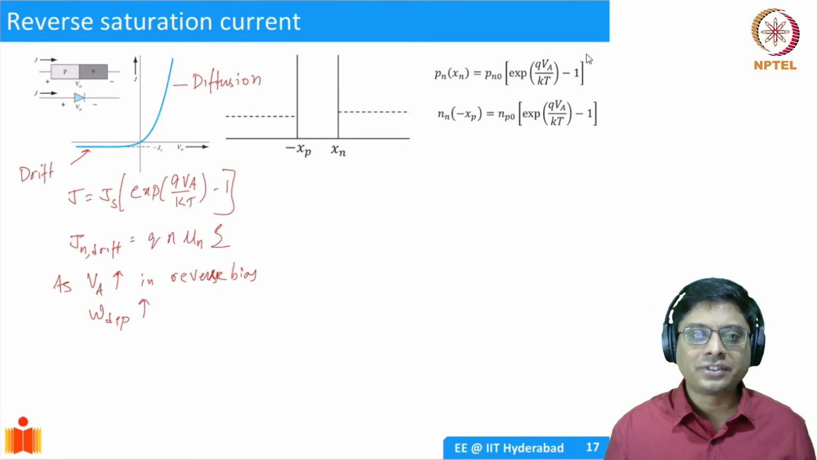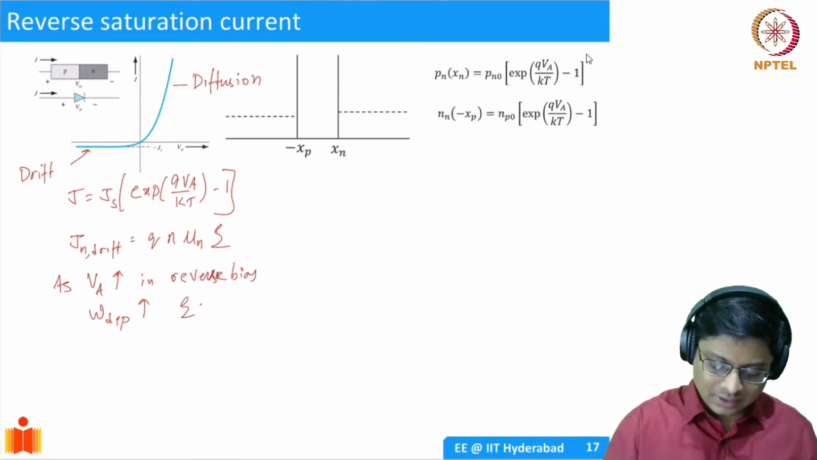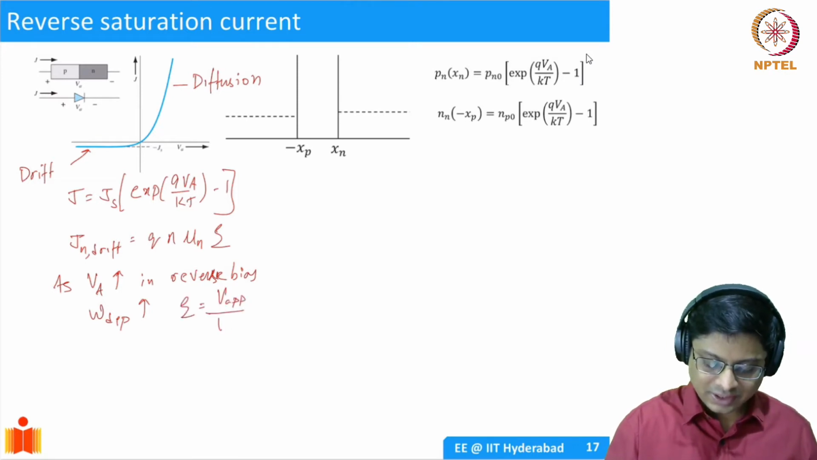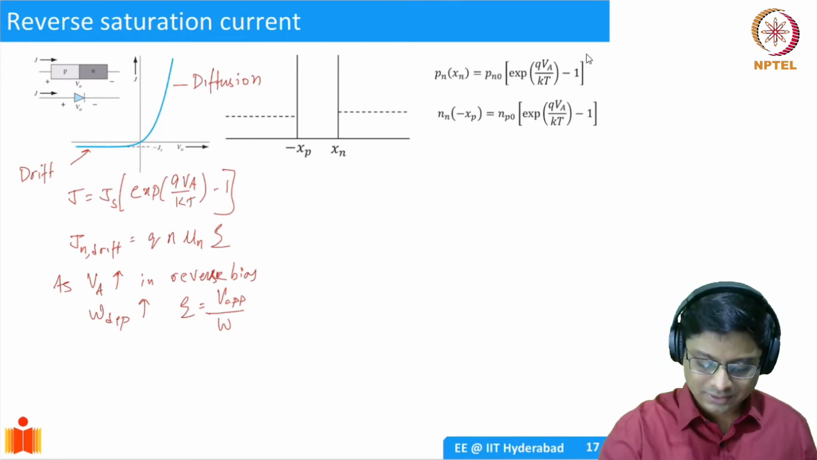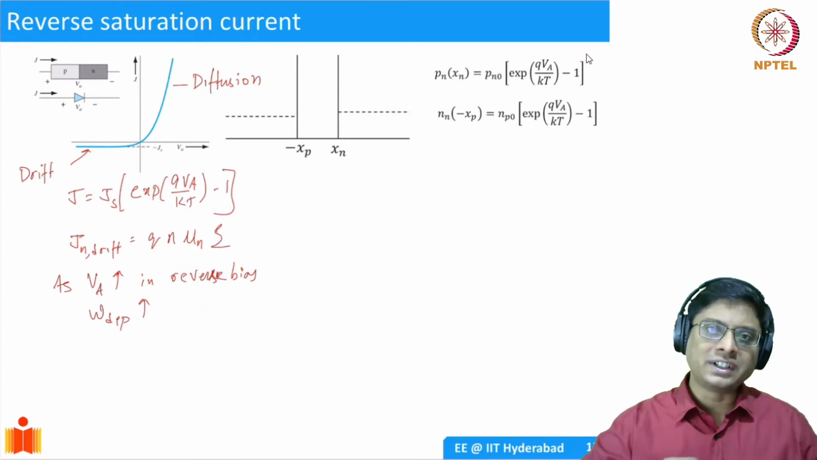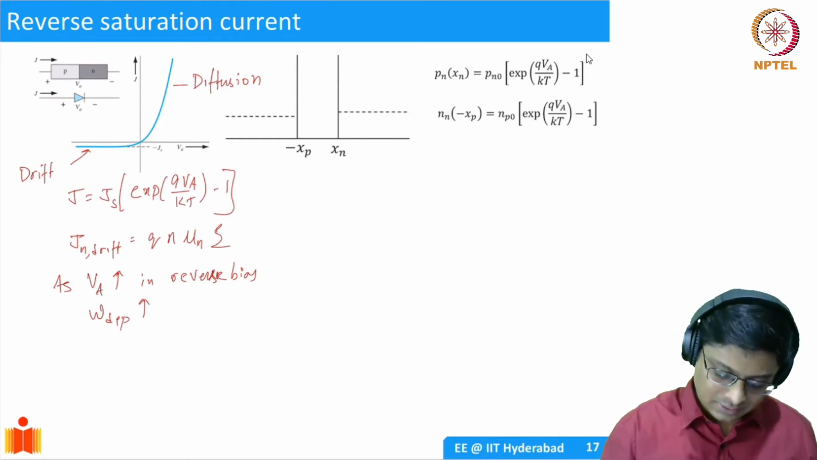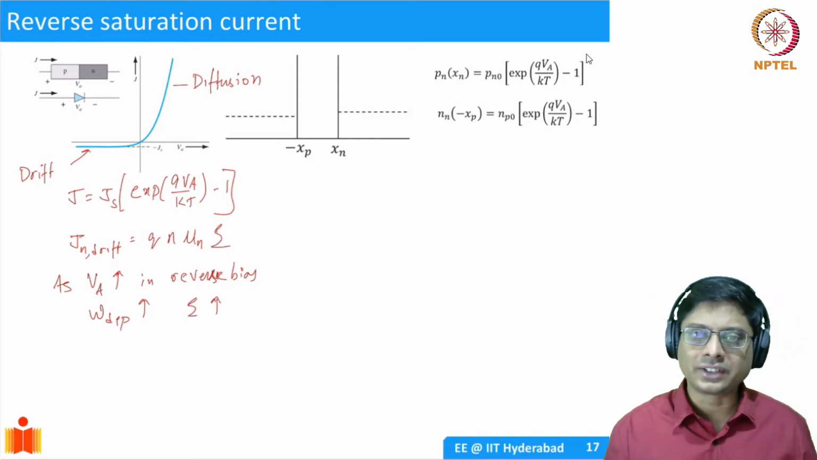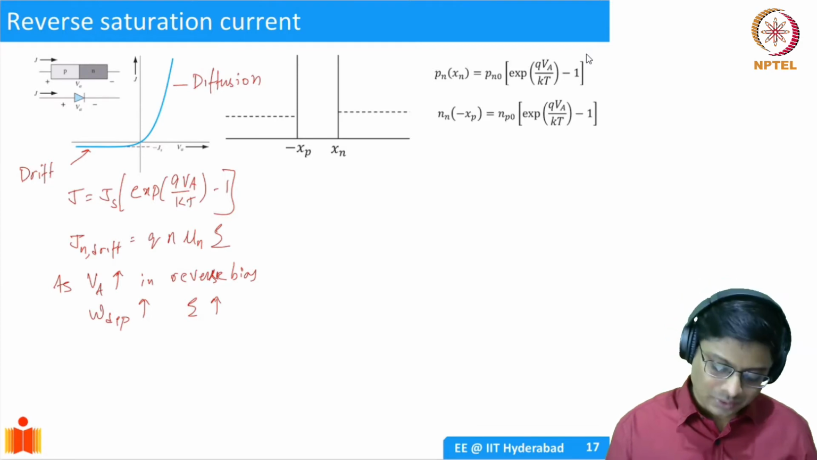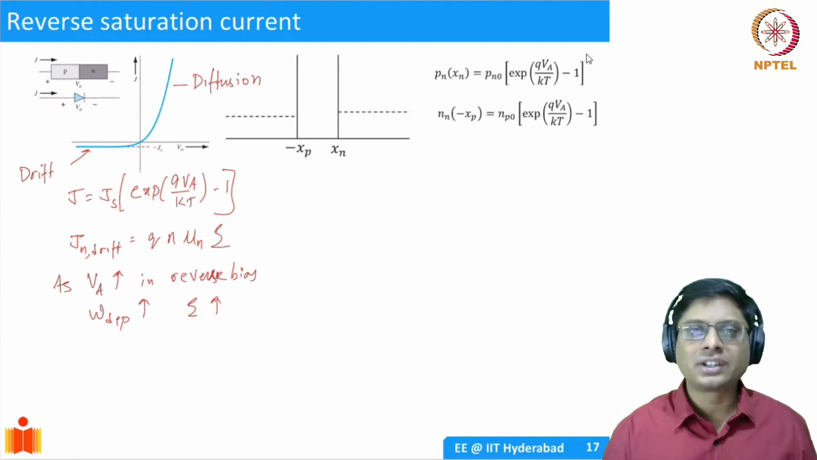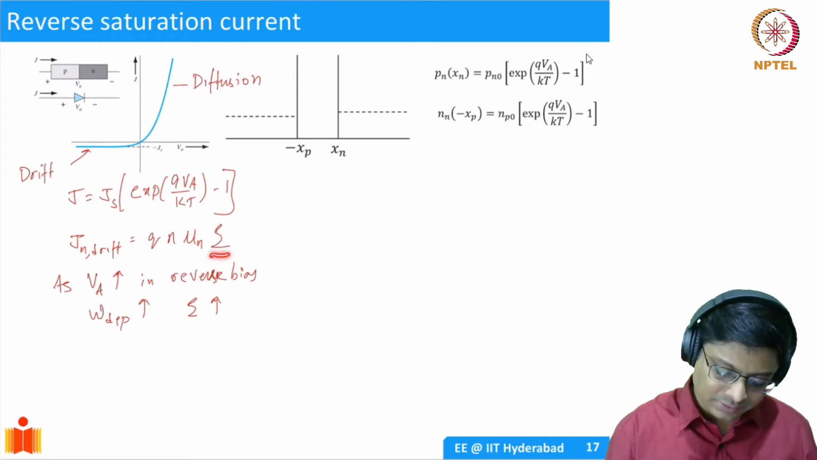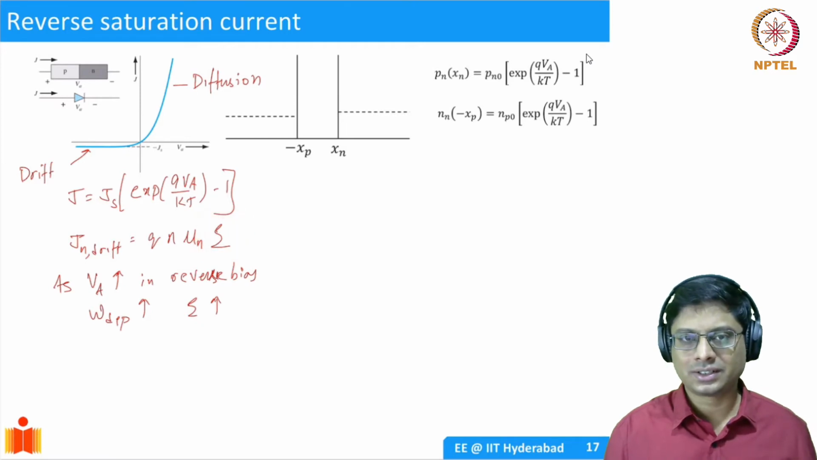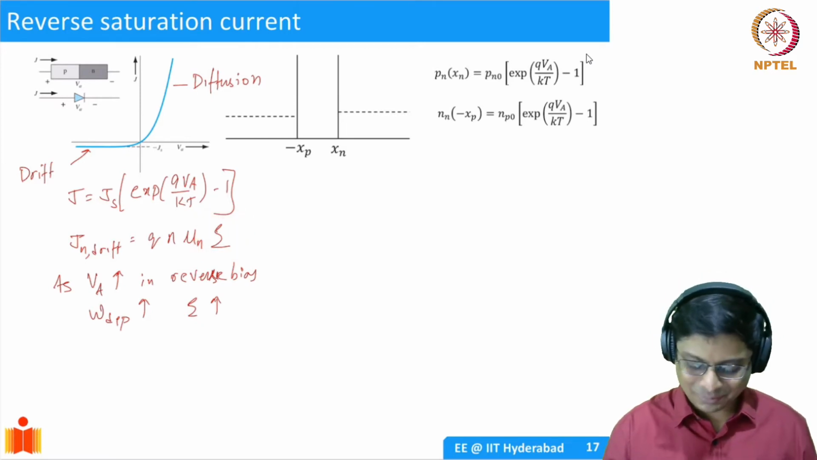And essentially, what is electric field? Electric field is simply V applied divided by the width, right? It's not exactly this because we know the functional form. It's an integral. You have to take the charge density and compute the integral, right? So as the width is increasing, the electric field should increase. The peak electric field will definitely increase. So as you go further and further into reverse bias, the electric field is increasing, but the drift current seems to be constant, right?